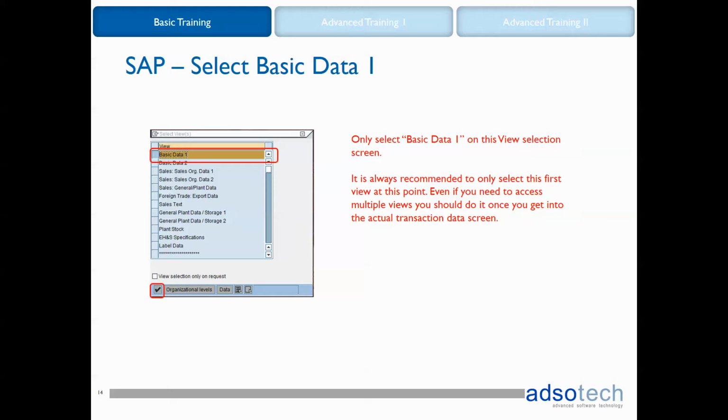I mean, sales text or plant stock might be the 5th row, or the 7th row, or the 10th row, and so on, depending on the material and which views actually exist for that material. So the list changes. So almost always our best bet here is to simply select Basic Data 1, regardless of whether you want to actually change data in Basic Data 1 or navigate to different views altogether. That doesn't really matter. We should deselect all other selections that we might have pre-selected. Only select Basic Data 1 and then move on.